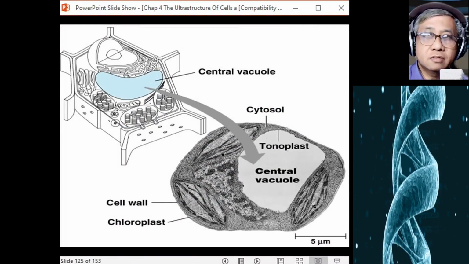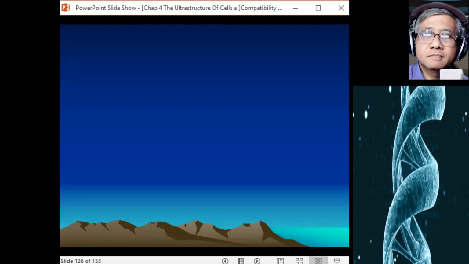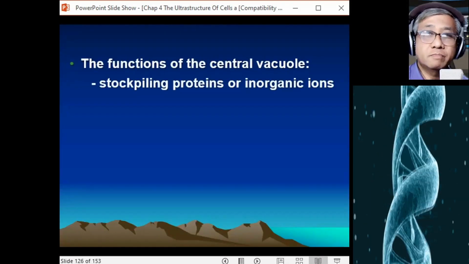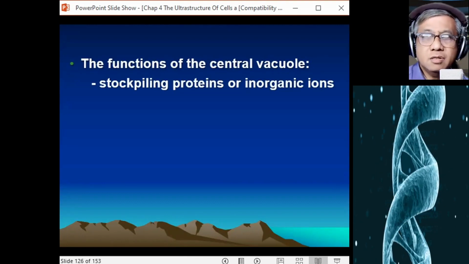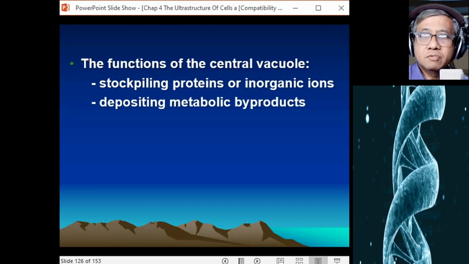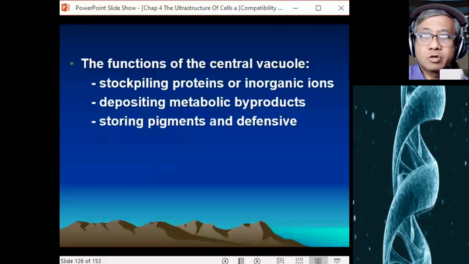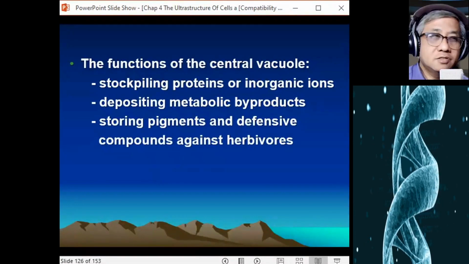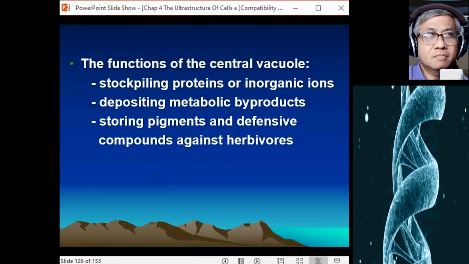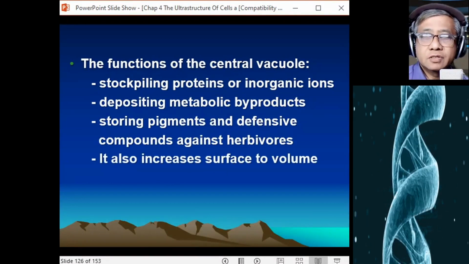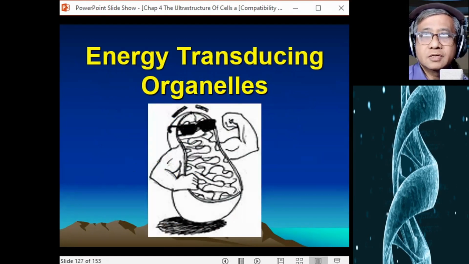Alright, and for the plant cell, we have the central vacuole that contains water, and again, water is an essential ingredient for photosynthesis. Alright, function of the central vacuole. Sa plants ito, stockpiling proteins or inorganic ions, depositing metabolic byproducts, storing pigments, and defensive compounds. Like sa sibuyas, tama ba? Sibuyas. Also increases surface to volume ratio for the whole cell.